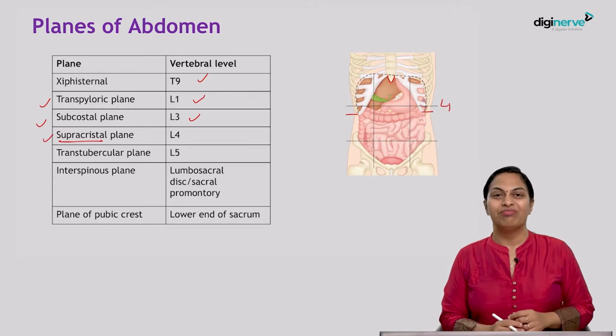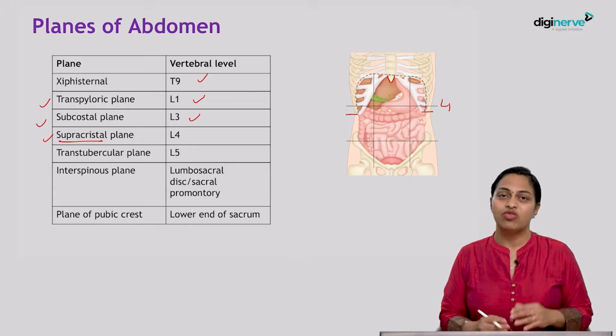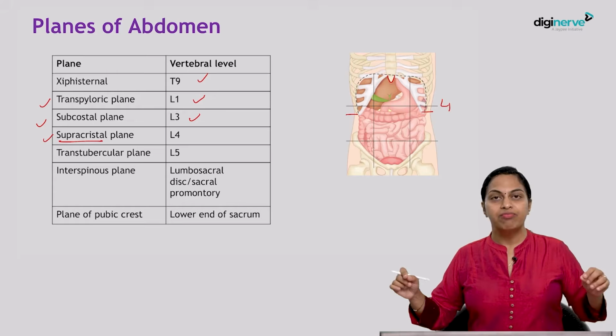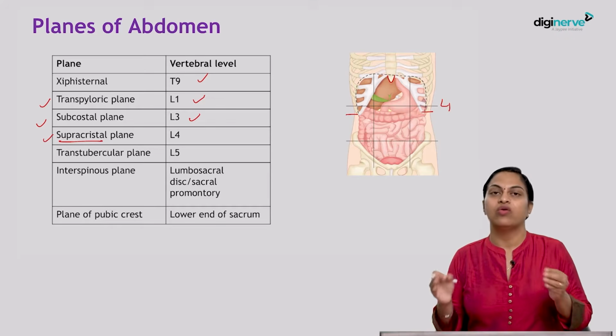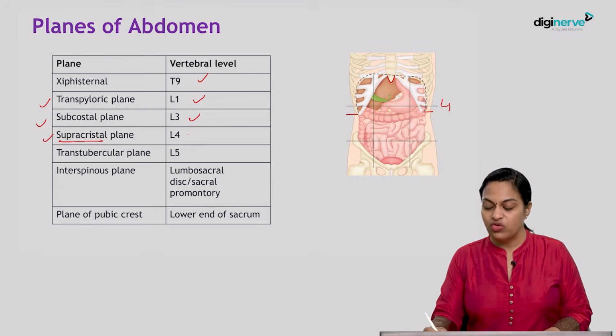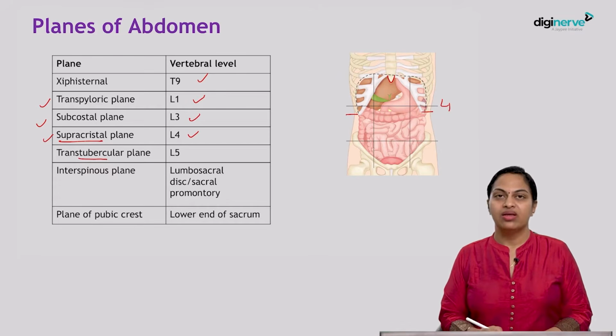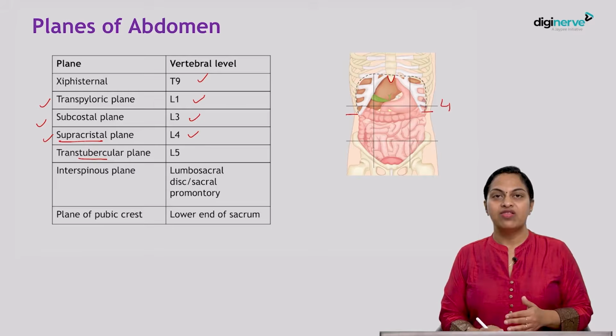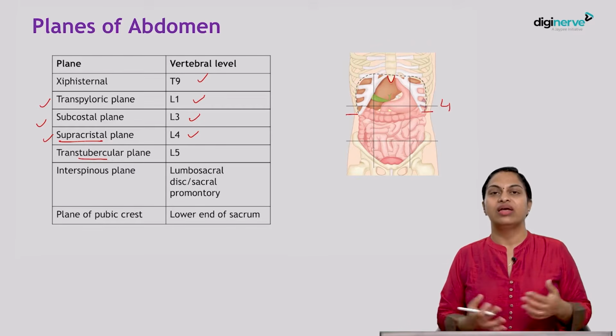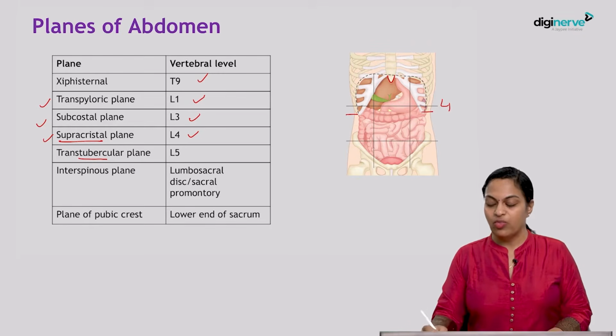Supracristal, that term might be a bit confusing. It's easy. Supracristal is nothing but the plane that passes through the highest point of the iliac crest. It corresponds to L4. The transtubercular plane is the plane that passes through the tubercle of the iliac crest on both the sides, corresponding to the L5 vertebra.